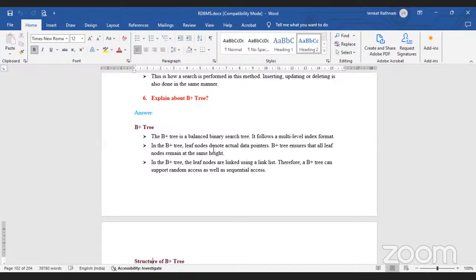In the tree, we have the root nodes, after that stems, leaves, like that we have some structure for a tree. Here also we can store the data using root nodes and leaf nodes. The actual data is contained in the leaf nodes. That is the B plus tree. It is a balanced binary search tree, meaning it follows a multi-level index format. We already discussed index yesterday. So it follows the multi-level index format.